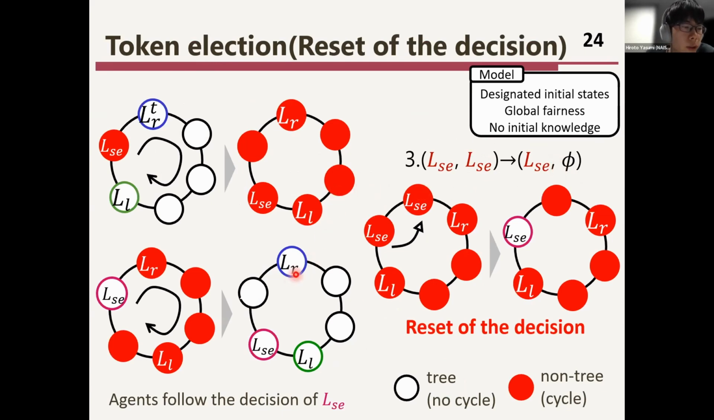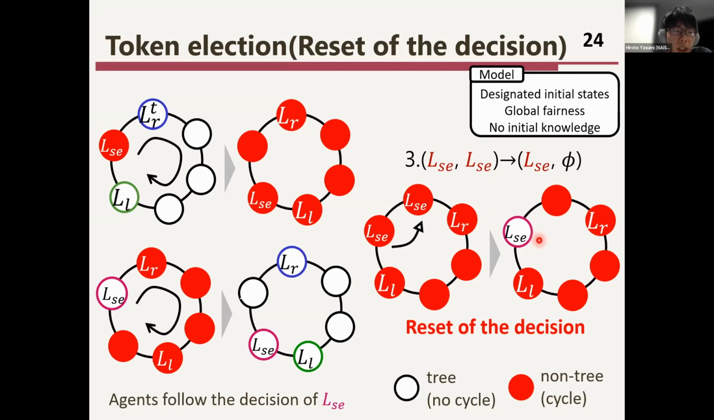Please recall that agents follow the decision of the LSE token. In the election part, agents can reset this decision of the LSE token. Concretely, when the LSE token is deleted by this transition rule, the agent resets the decision of the LSE token to this 3 decision.